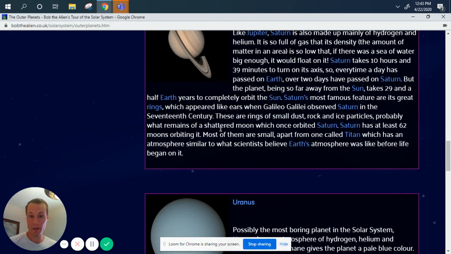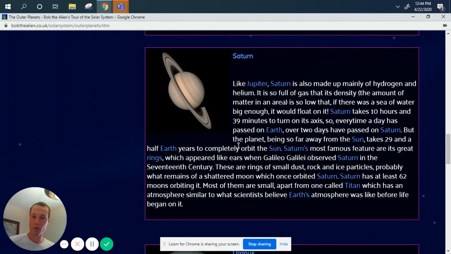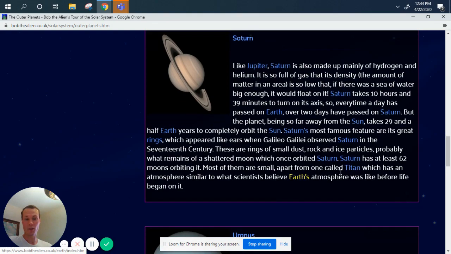Some of these, they say, are probably a shattered moon, which once orbited Saturn. So remember we talked about sometimes there's big collisions in Earth and meteors and moons break apart into smaller pieces. So scientists think that happened with Saturn. It's got 62 moons, and most of them are small, except for Titan, which scientists believe could possibly have an atmosphere like Earth's.